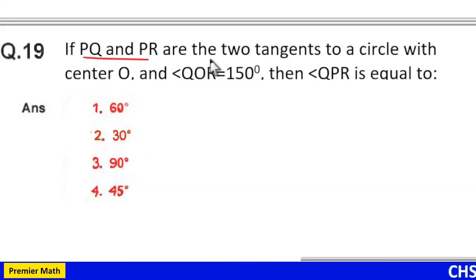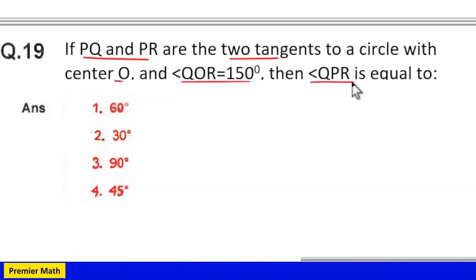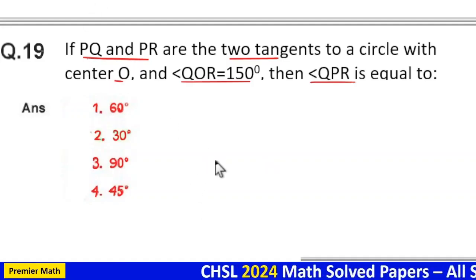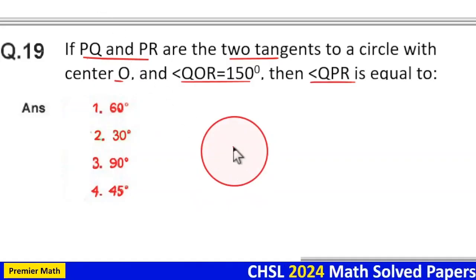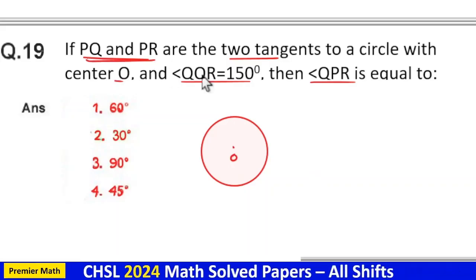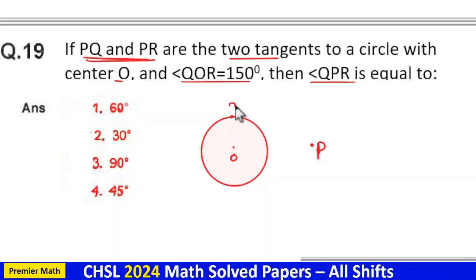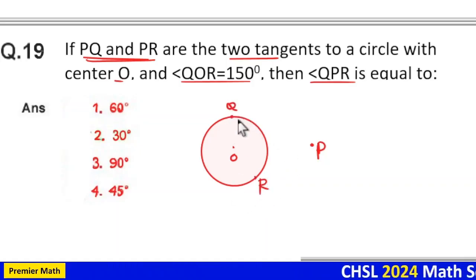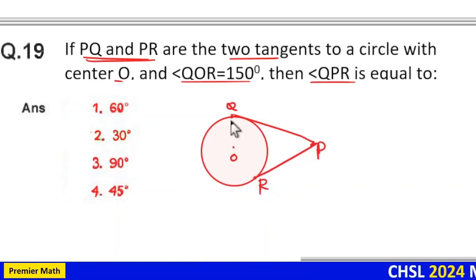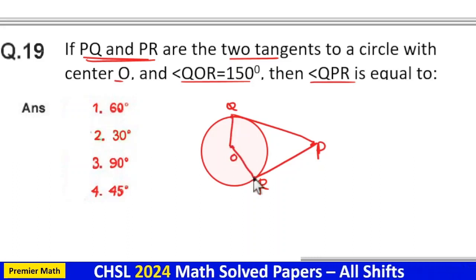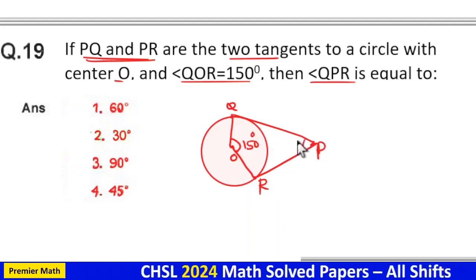If PQ and PR are two tangents to a circle with center O, angle QOR is 150 degree, then angle QPR is equal to. Here, this is the circle with center O. Now, PQ and PR are two tangents, which means P is the common point. Now, this is Q and this is R. Angle QOR makes 150 degree. Then we have to find out angle QPR, that is this angle.